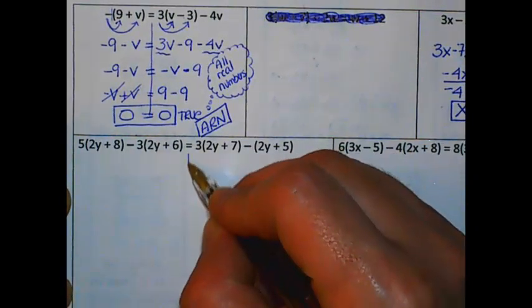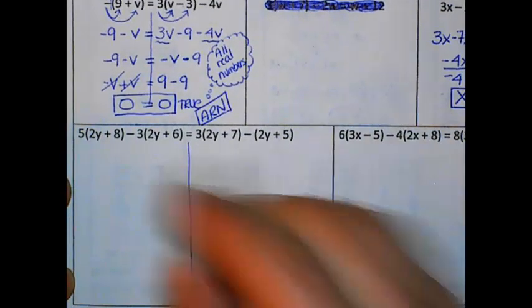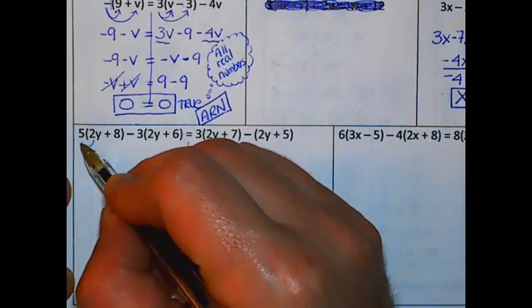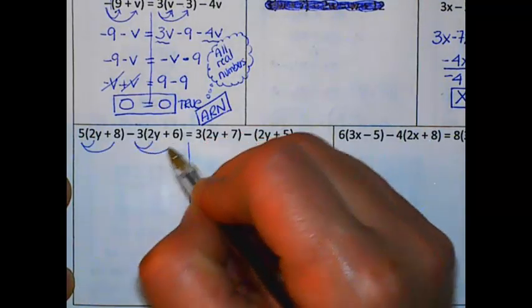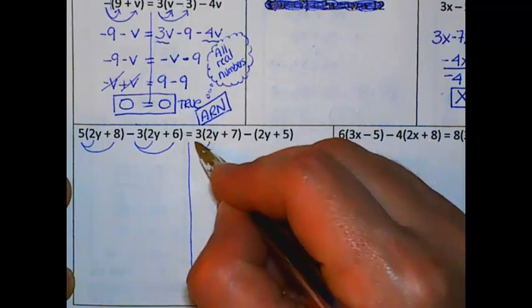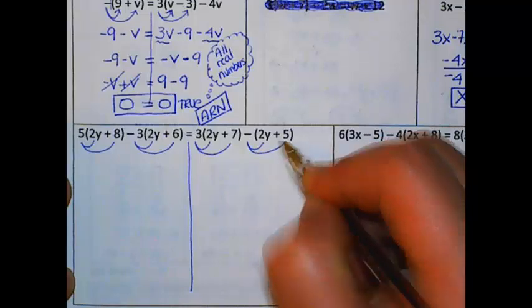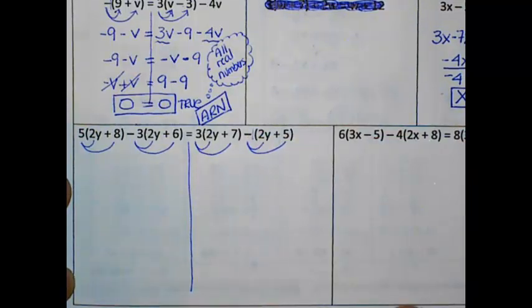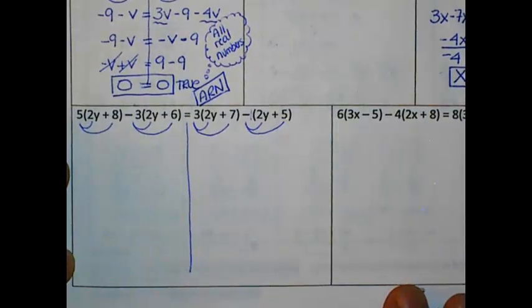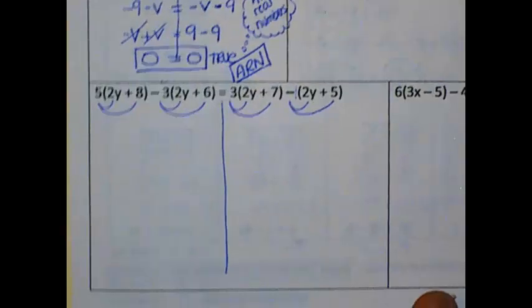The next problem, let's put the border down. I see that I have parentheses, so first thing I'm going to do is get rid of the parentheses by multiplying. I'm going to multiply the number that's outside the parentheses by every number that is inside. Please remember there's an invisible 1 right there. And actually, let me make it a little bit bigger. Here we go.